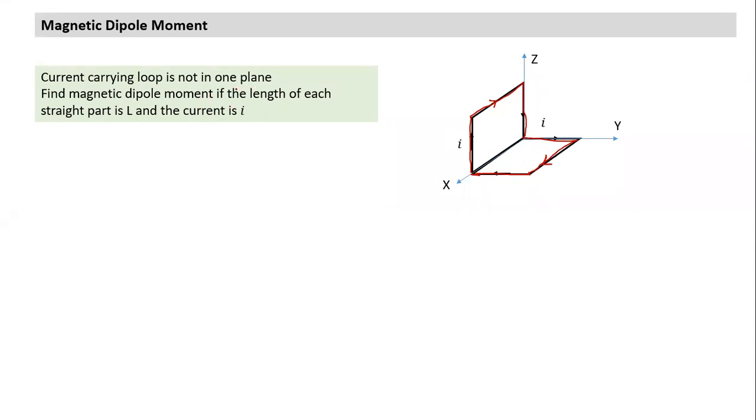We only know how to find the magnetic dipole moment for a loop lying in a plane. If the length of each straight part is L, meaning this side is L, this side is L, this side is L, this side is L, how do you find the magnetic dipole moment of the loop? All of you understood, is it a loop here? Any doubt? Shreya, is it forming a loop? Yes, sir. But what is the difference you notice compared to previous cases?